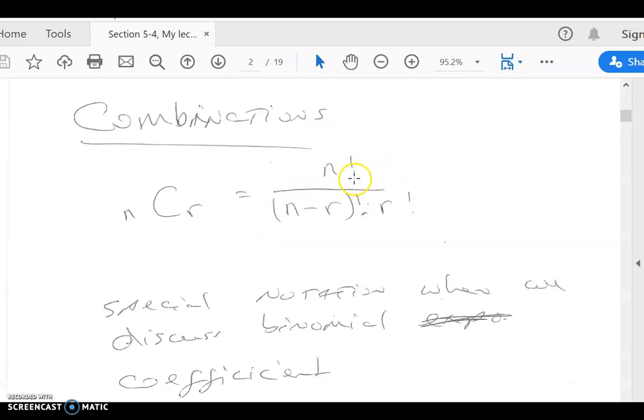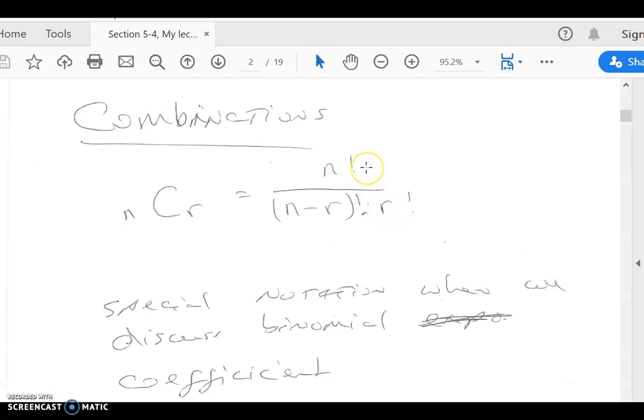Write it down on a piece of paper, and you'll see what I'm talking about. So whatever n happens to be, that's n factorial on top. And then down here, you have n subtract r. So n subtract 0 is just n, right? So it's n factorial over n factorial. Over here, the r, if r is 0, this becomes 0 factorial.